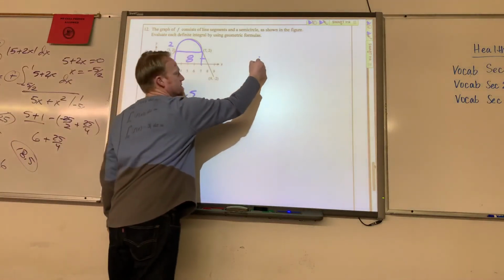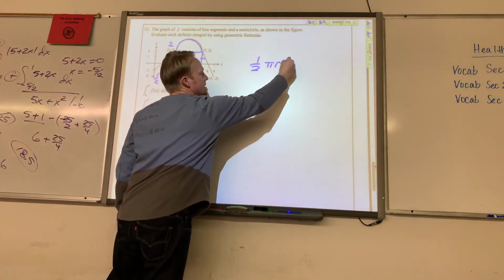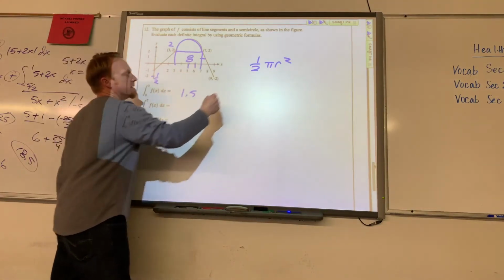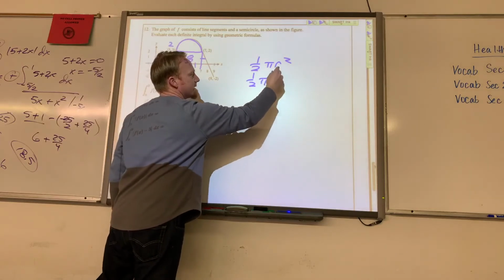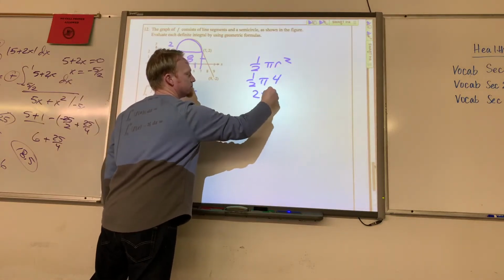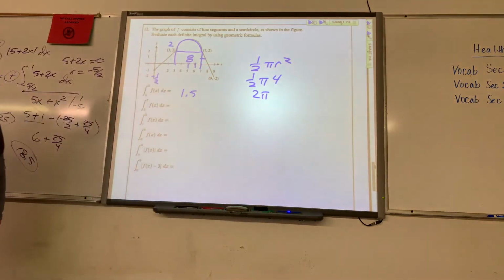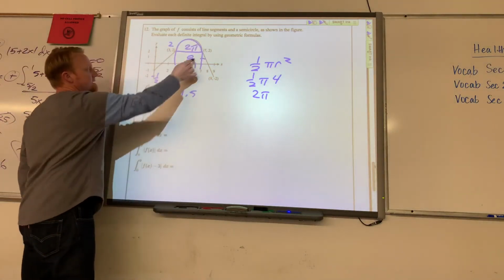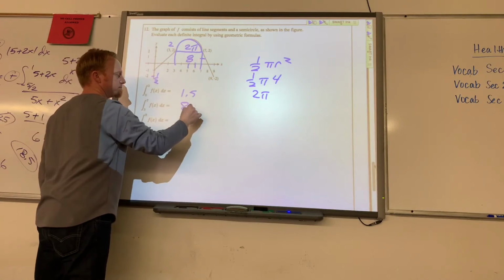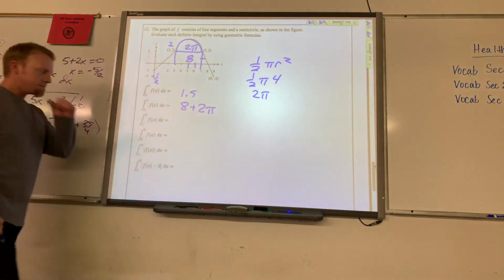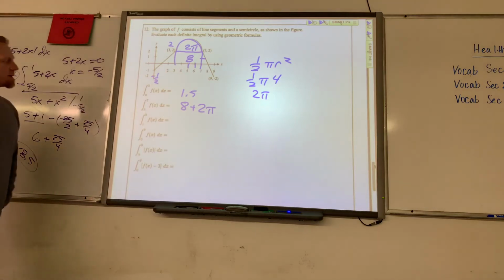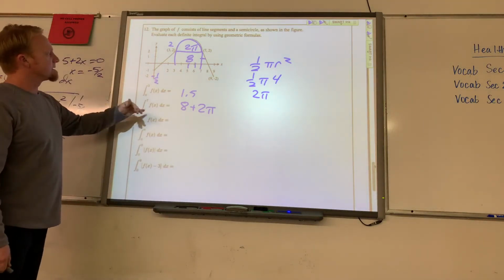Semicircle, that's going to be 1/2 pi r squared. My radius is 2, so it's going to be 1/2 pi. 2 squared is 4. So I end up with 2 pi. So this top piece is 2 pi. So all of that together is 8 plus 2 pi. All right. My next one is 1 to 9.